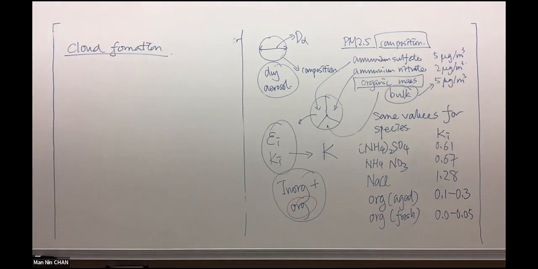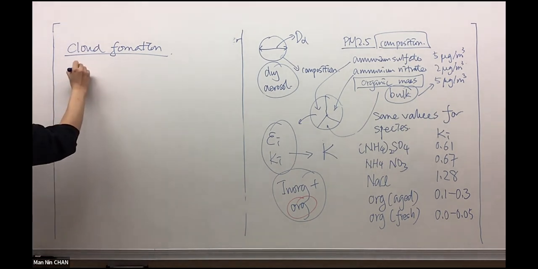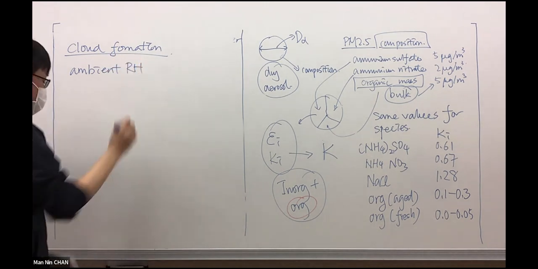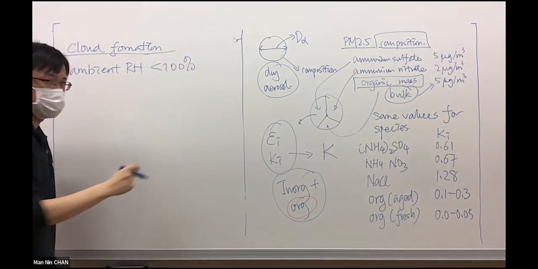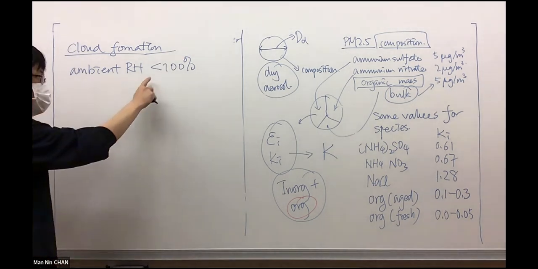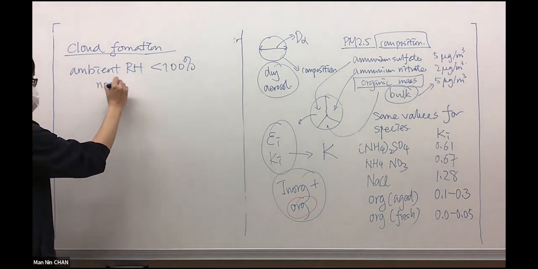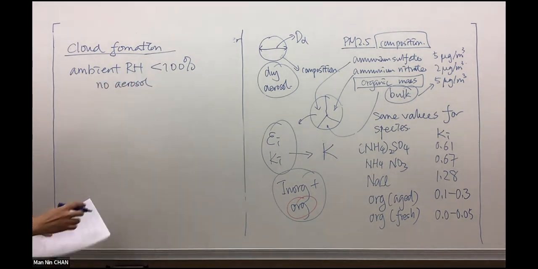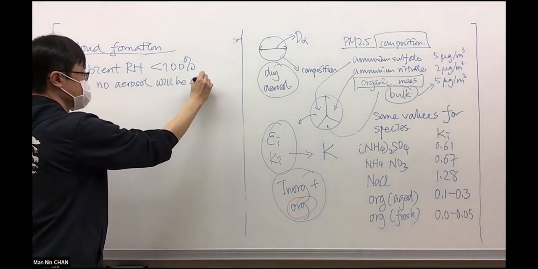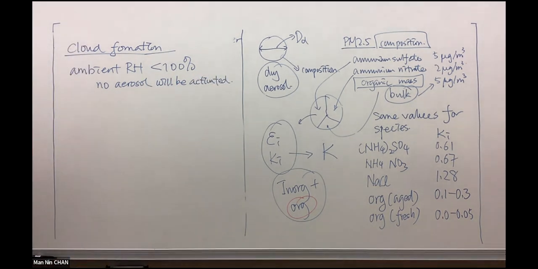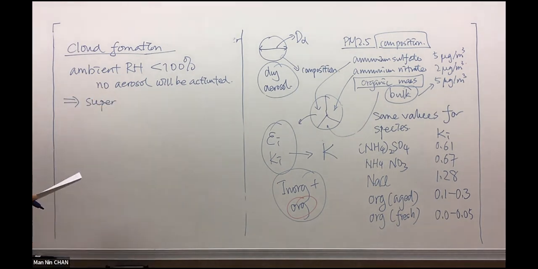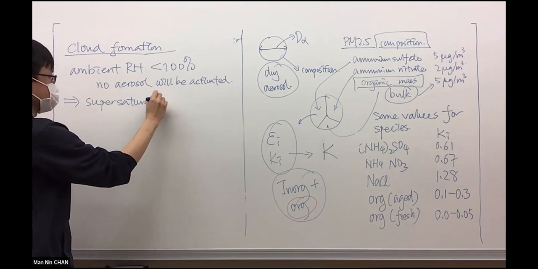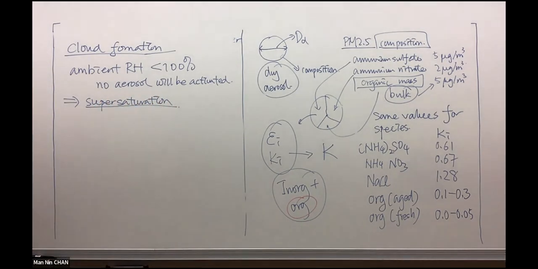when we look at what we call cloud formation, of course, you now know that if your ambient RH is less than 100%, sometimes we call that subsaturation, then no aerosol will be activated, because you need to overcome the Kelvin effect, the curvature effect. Therefore, to have the activation, you need to have what we call the supersaturation.